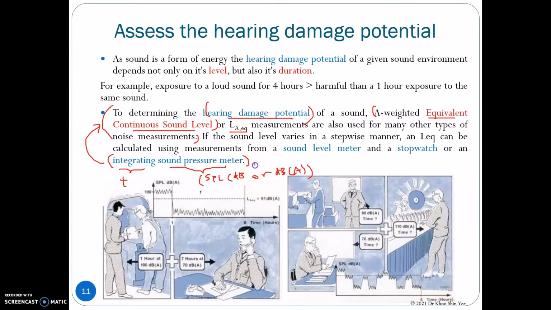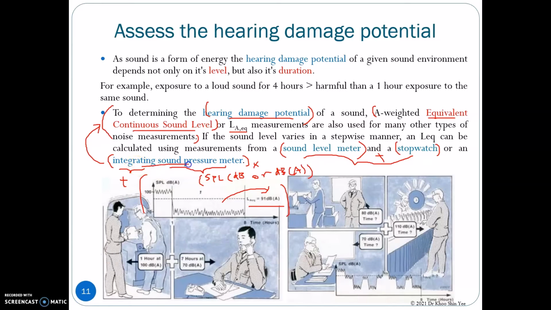So in this case, if you cannot afford to buy this, then you can consider using a sound level meter together with a cheap stopwatch, so you can measure the SPL change over the time, and the time can be obtained by using the stopwatch. Then only you use the formula to compute the LAEQ. So if you have this kind of measurement by using the sound level meter and also the stopwatch, we can use manual calculation to obtain the LEQ in this case.